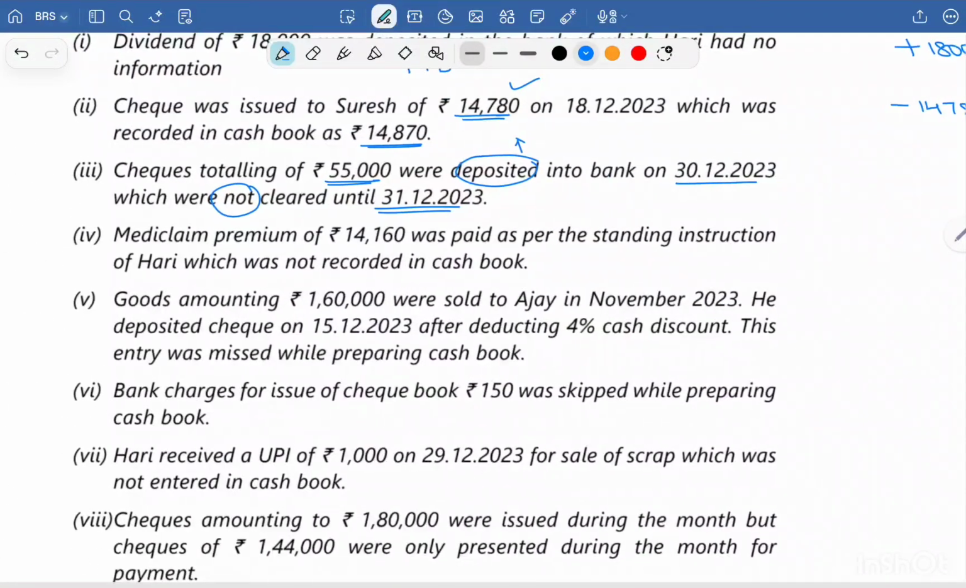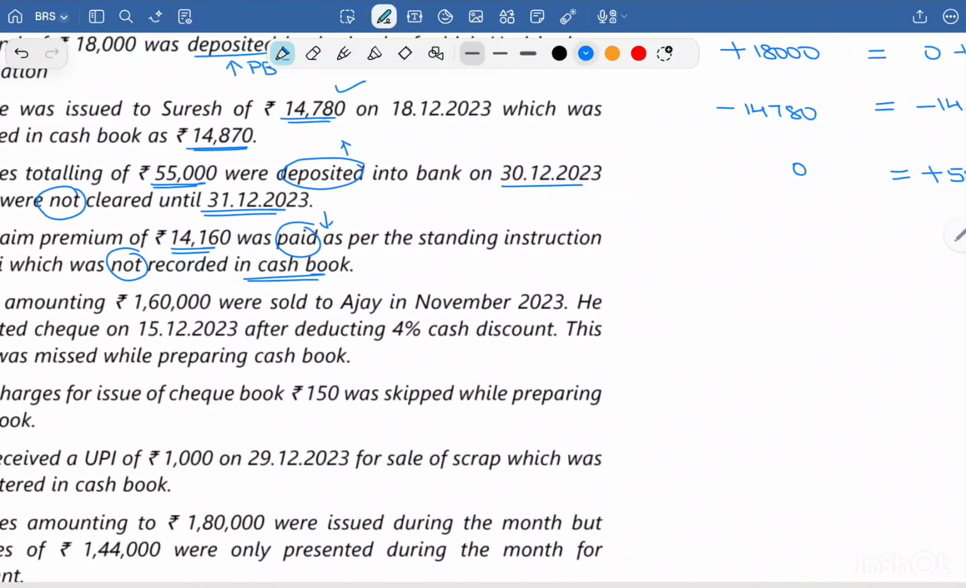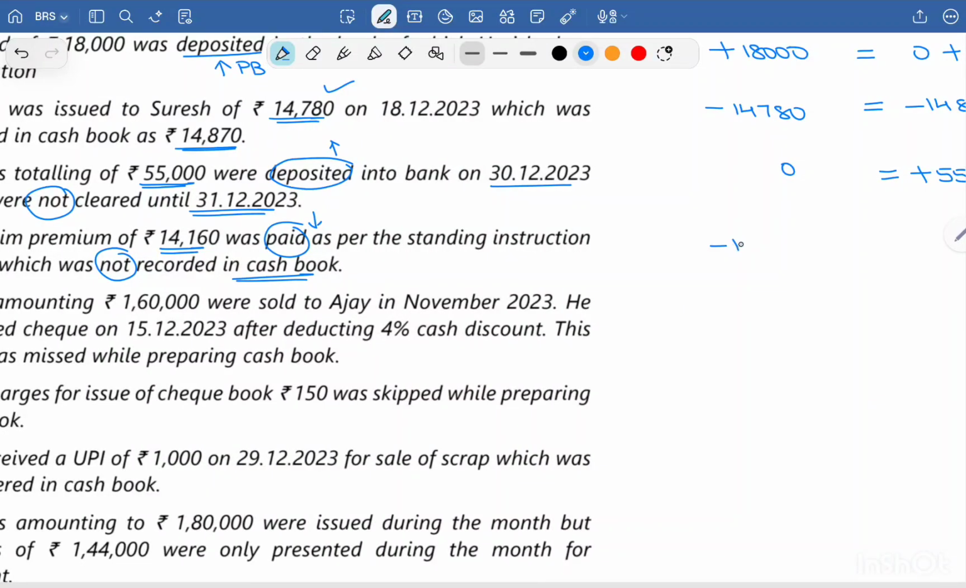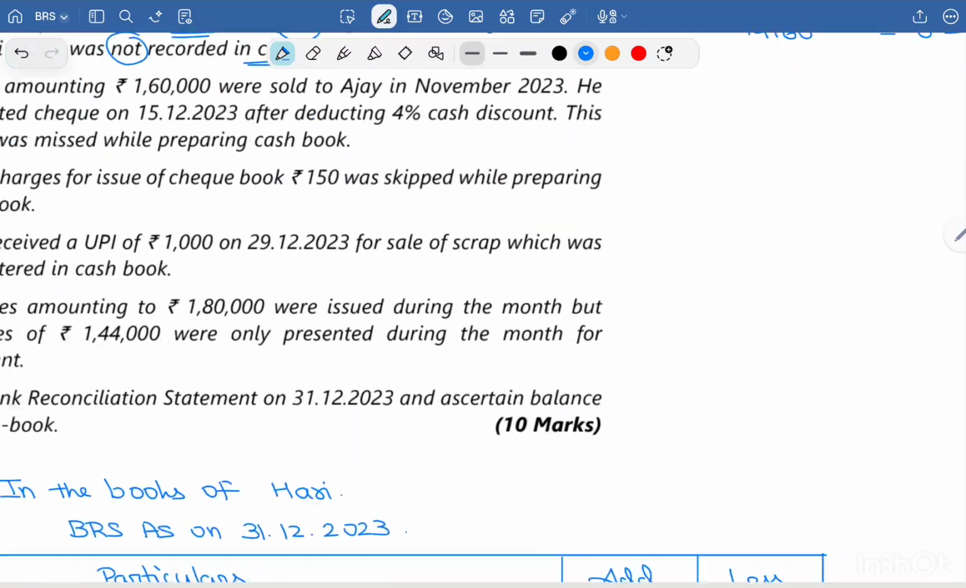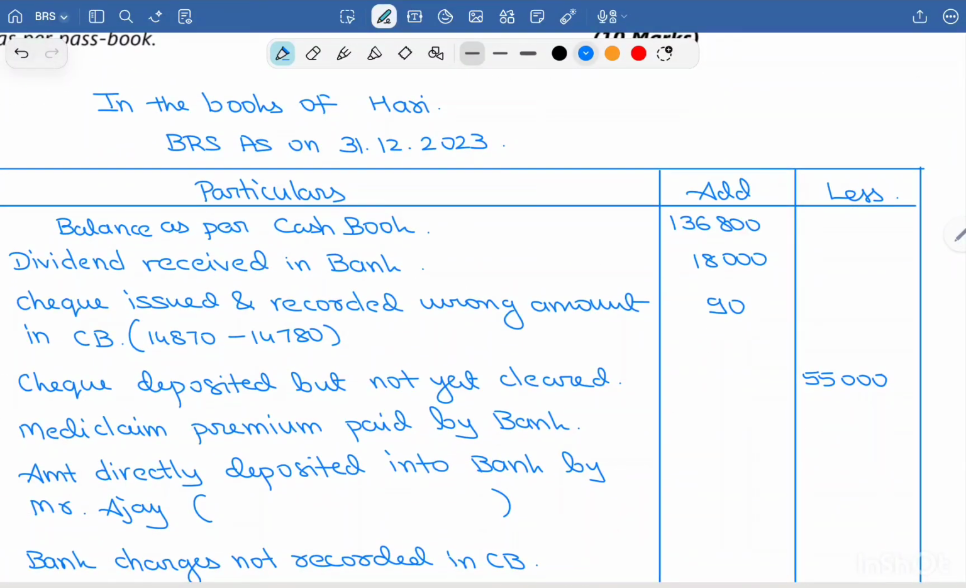Next one. Mediclaim premium rupees 14,160 was paid. Paid means balance will decrease, as per the standing instruction of Hari, which was not recorded in the cash book. So passbook there is a decrease of 14,160. Cash book there is no change. It is same 0. So we have to minus 14,160 in the cash book now. So cash book less column 14,160.